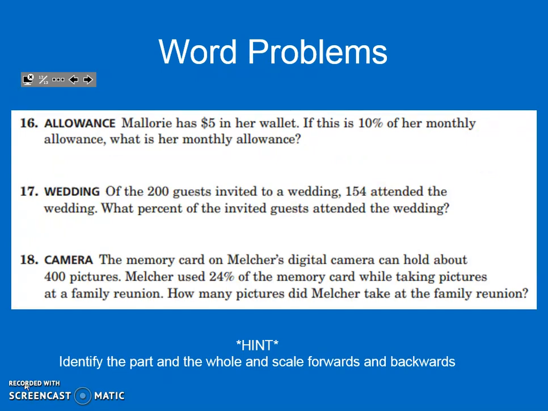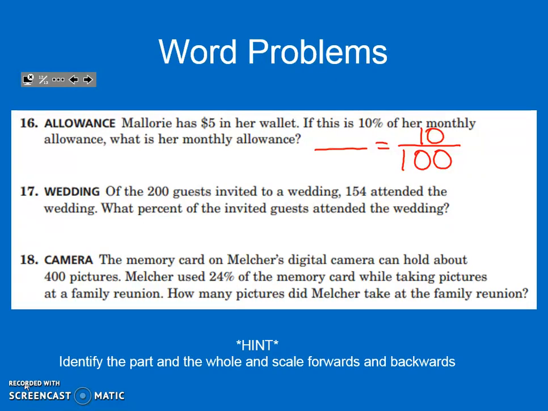So let's look at the first one, and I'm going to help you do the first one, and then I'm going to allow you to do 17 and 18 on your own, and then we're going to move to the answers. So let's take a look at 16. It says Mallory has $5 in her wallet. If this is 10% of her monthly allowance, then what is her monthly allowance? So no matter what the word problem says, if you know that you're dealing with a percent problem, then I want you to set up your percent proportion. So we always know that 100 goes in the bottom, right? Our percent always goes on the top of the 100.